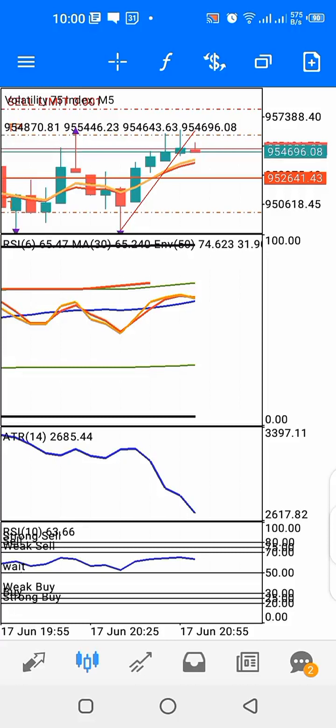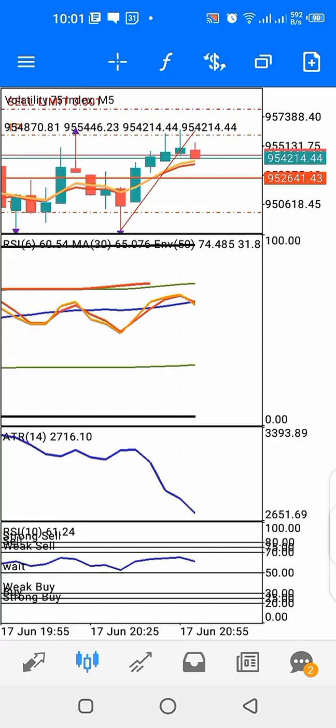Right now, price is forming a bearish candle below the ascending trend line that I drew some minutes ago. So if price drops towards my red midpoint line, I'll place a sell trade.